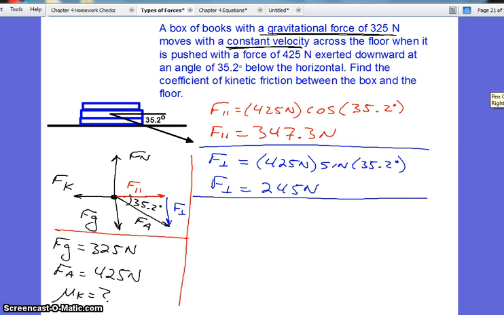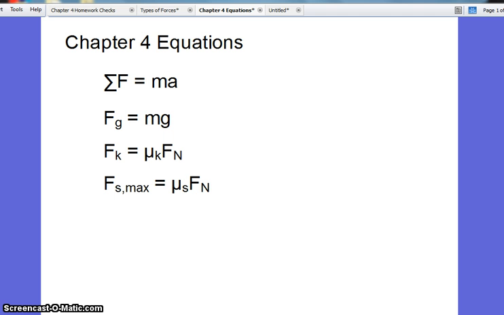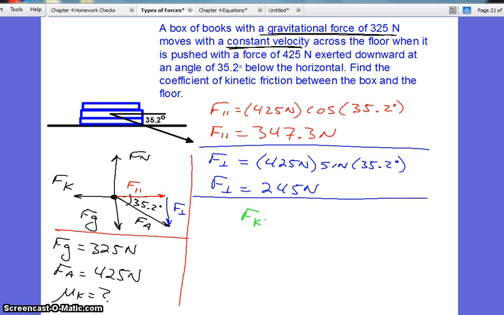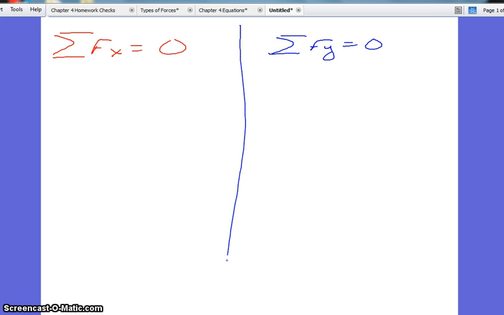Now we want to find that coefficient of kinetic friction. If you go to our equations, there is only one equation with the coefficient of kinetic friction. There it is, so that is our one and only option. However, we do not know the kinetic friction, nor do we know the normal force. So we're going to have to go to our conditions of equilibrium, again, constant velocity. The total force in the x direction is 0, and the total force in the y direction is 0.